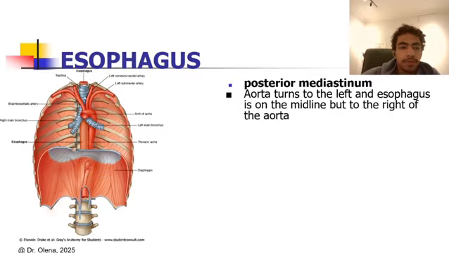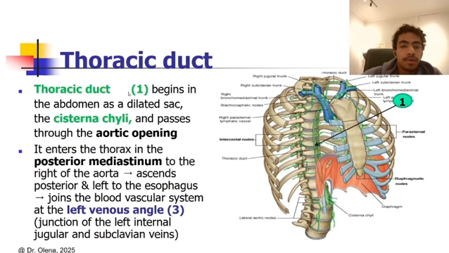Now we have the esophagus, and we only have to keep 2 points in mind: the fact that it's in the posterior mediastinum, as well as that the arch of the aorta goes to the left. So while the esophagus is in the midline, it is basically to the right of the aorta in relation. We have the thoracic duct. All the points were mentioned in the previous lecture.